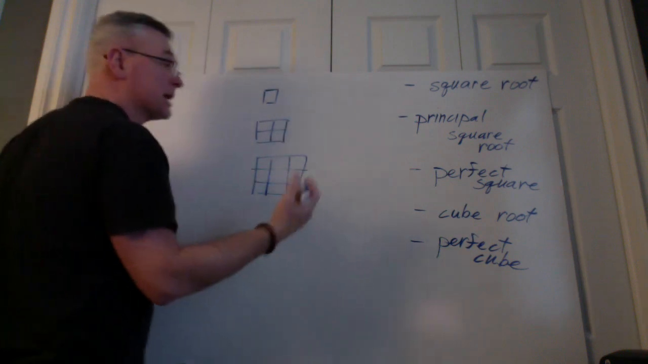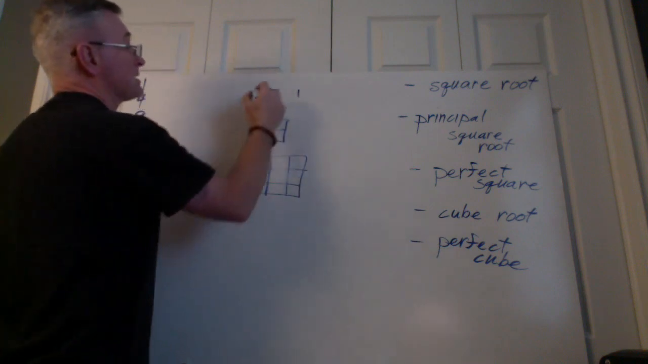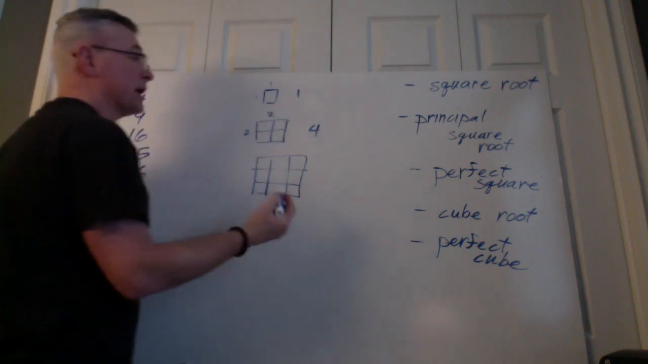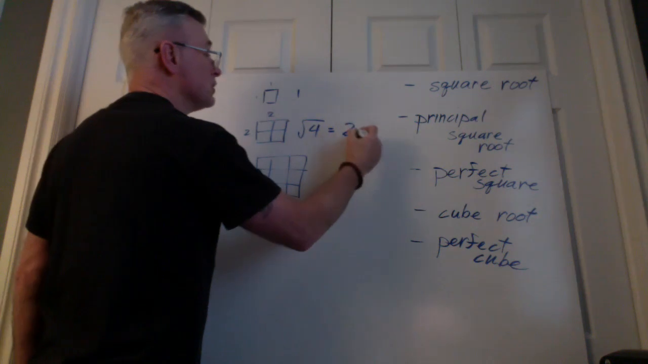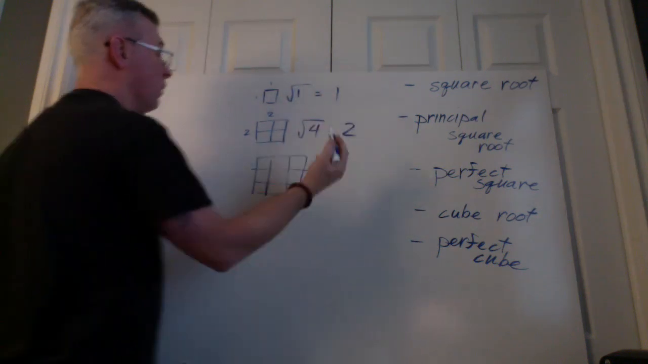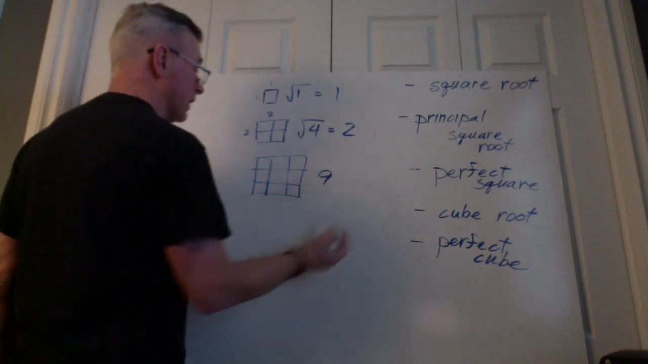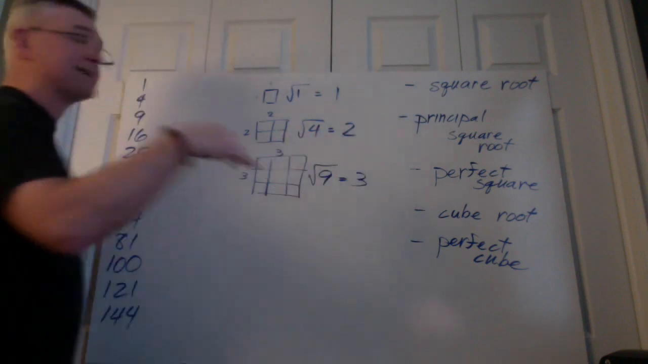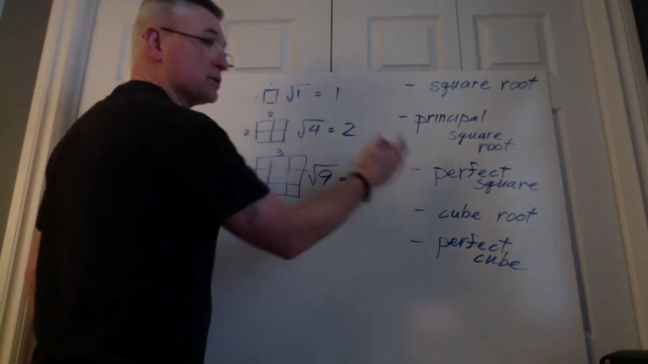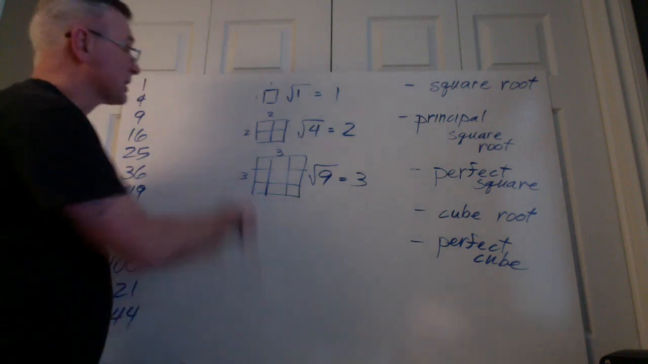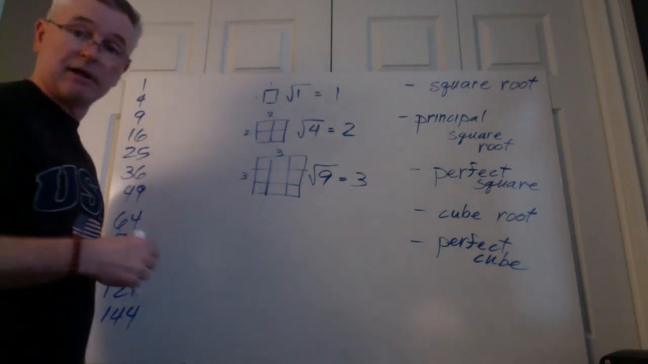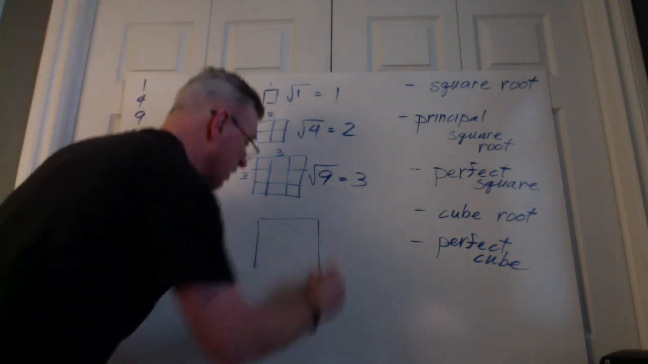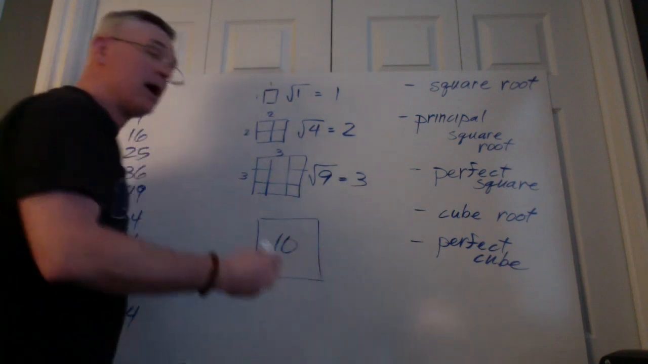Now, I know these aren't drawn to scale, but this is 1, and its side lengths would be 1 and 1. This is 4 squared, and its side lengths would be 2 and 2, because the square root of 4 is 2. The square root of 1 is 1. There are 9 pieces here, and that means that this side is 3 long and this side is 3 long, because the square root of 9 is 3. These are perfect squares, and the reason they're perfect squares is because they have integers for side lengths. Integers for side lengths.